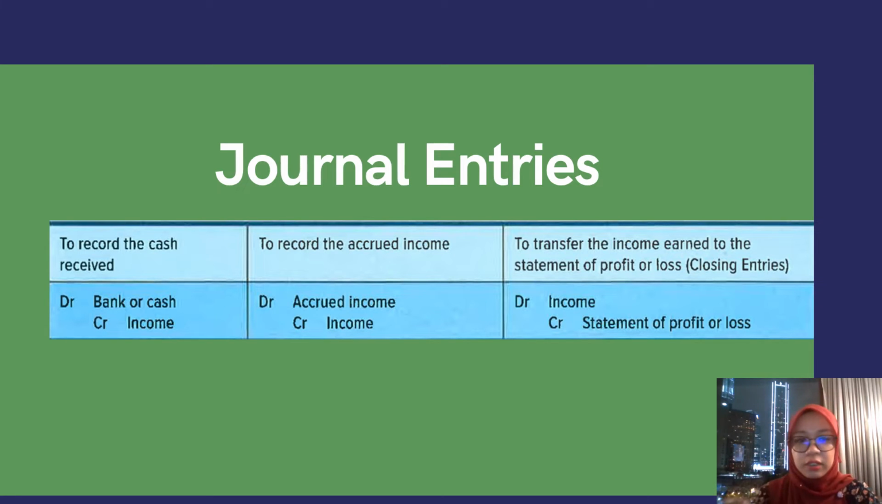So as usual, first we have to record the cash received: debit bank, credit income, if any. And then we have to record the accrued income part by debit accrued income, because this is the current asset part, and then credit the income. We have to recognize the income although we don't receive any payment yet, and then transfer the account to the statement of profit or loss, the total income that should be earned for this year.